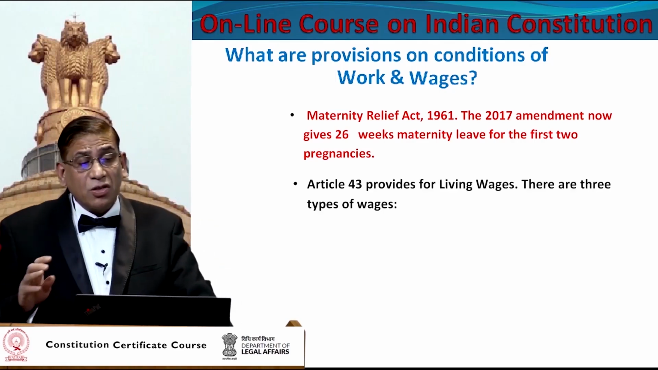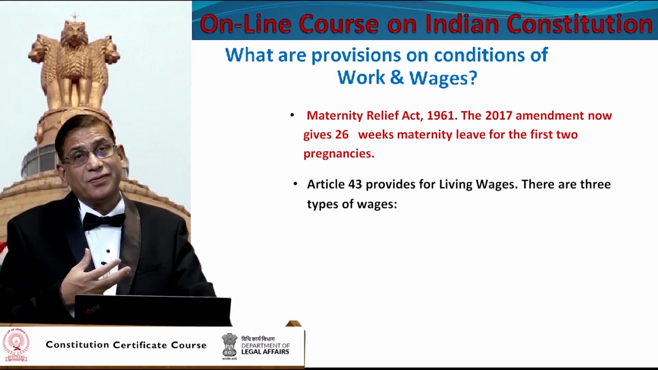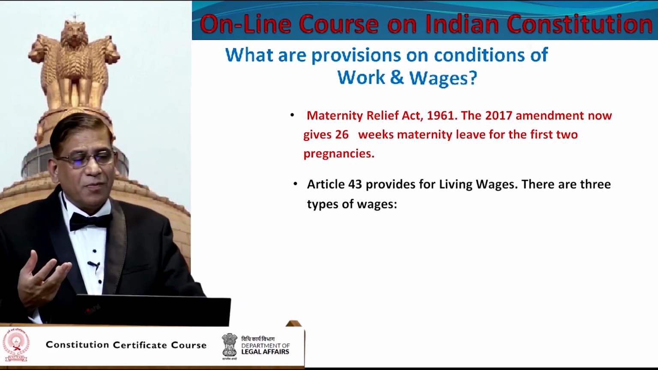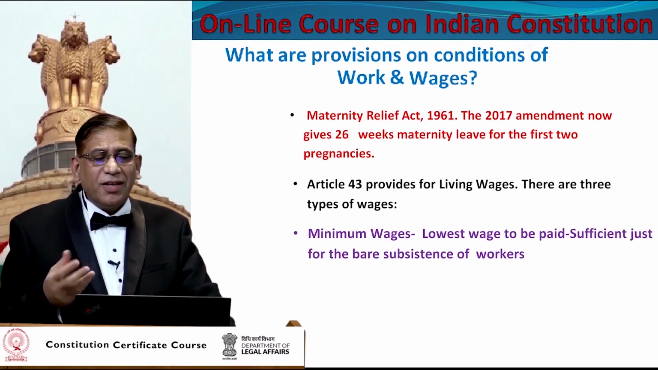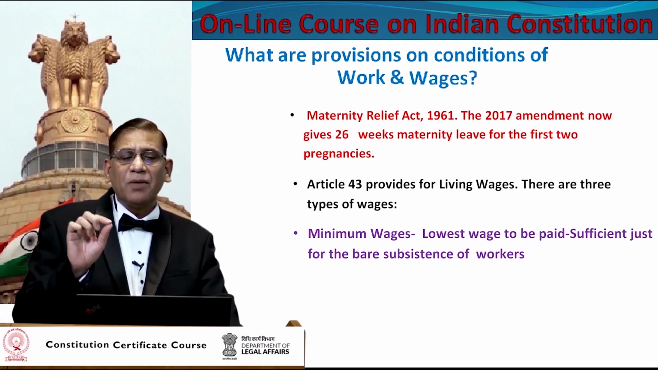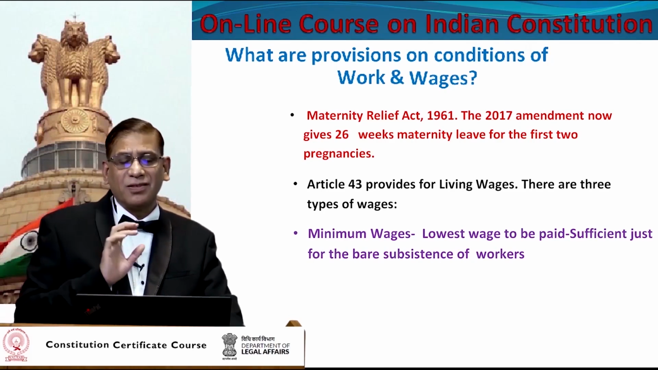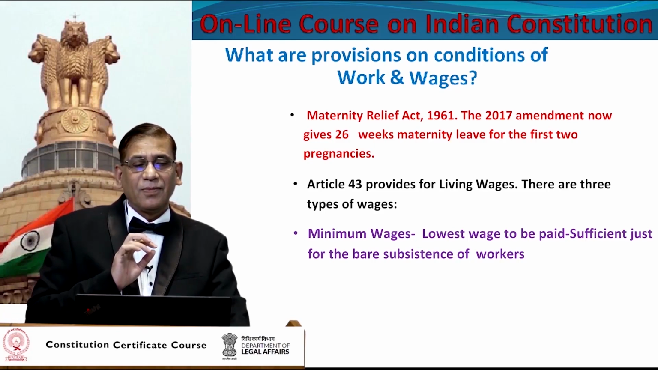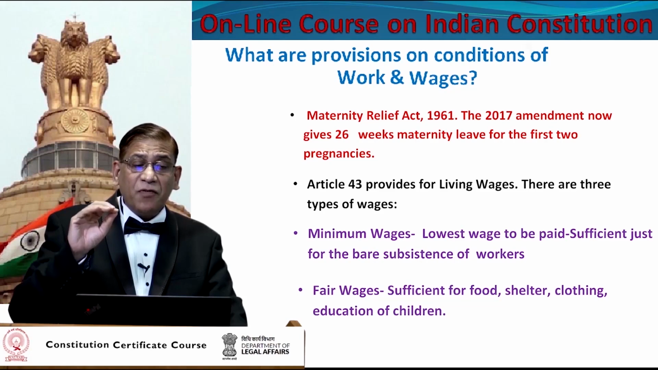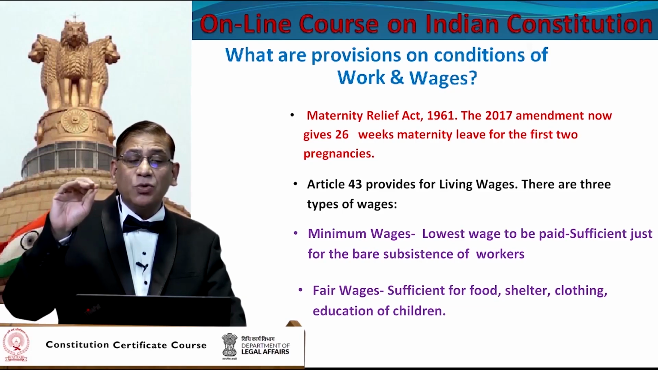Article 43 provides for living wages. There are 3 kinds of wages. Minimum wage is the lowest wage which is just sufficient for the bare subsistence of workers. The second type is fair wage, which is sufficient for food, shelter, clothing, and education of children.